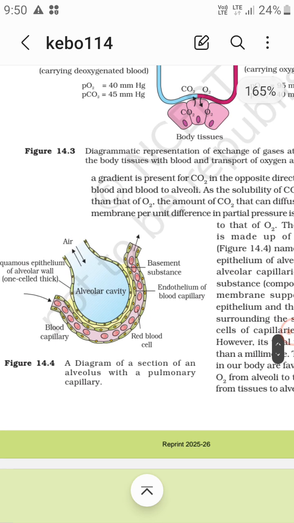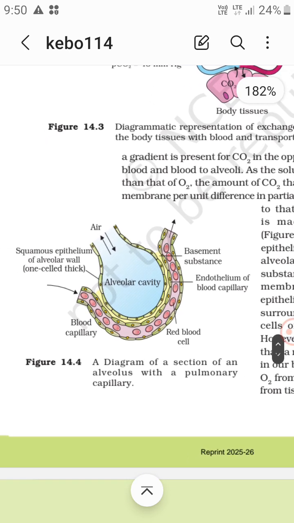So this is the diagram. Just remember this diagram, like air in and out, that is there is the alveolar cavity, the place where CO2 and O2 get exchanged. Now the squamous epithelium of the alveolar wall, that is one cell thick, right?